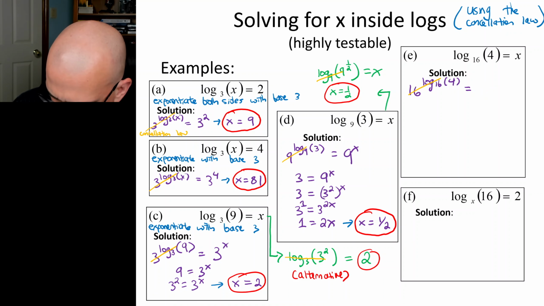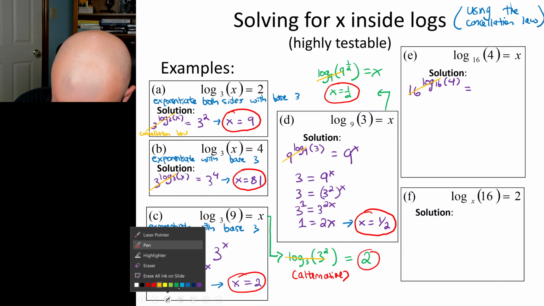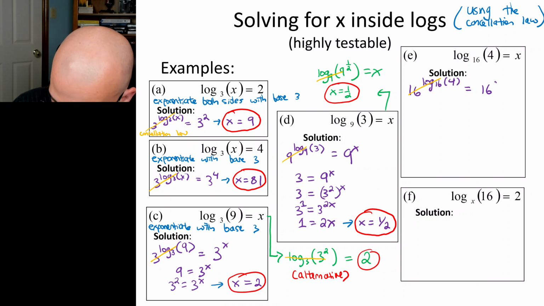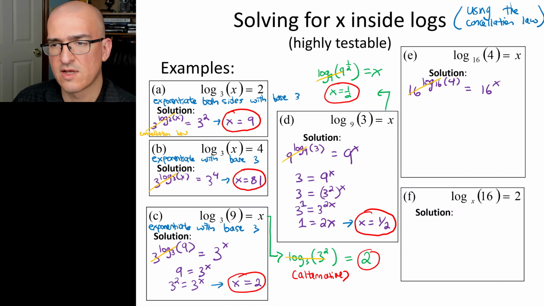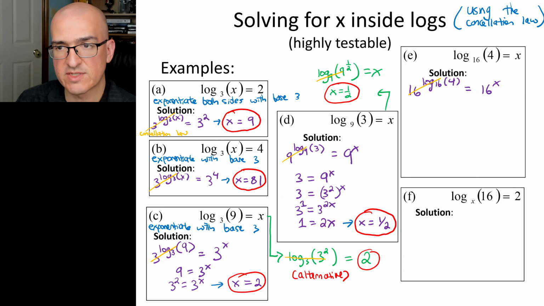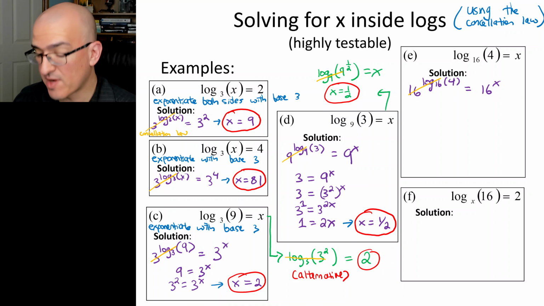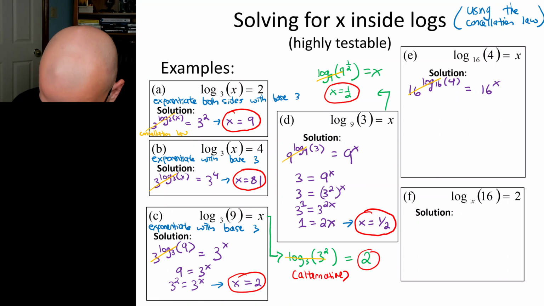Oh, sorry, equals 16 to the, I forgot to do the other side. You want to do both sides, or otherwise you've destroyed the equal sign. Whatever you do on one side, you have to do the other side. So I'll raise the left side to 16 as a power on 16. I have to raise the right side as a power on 16. So now I have 4 equals 16 to the x.